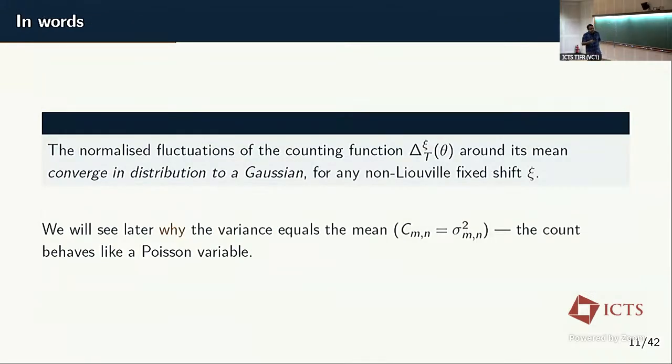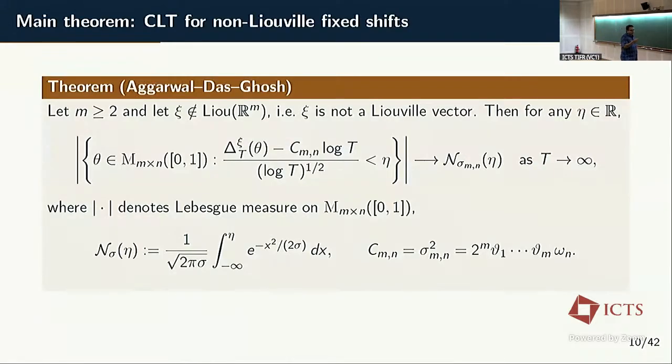And the one-line takeaway is the normalized fluctuations of the counting function around its mean converge in distribution to a Gaussian, provided the shift is a fixed non-Liouville shift. So I should add that if you allow the shift to vary as well, then this is a theorem which is difficult to prove, but easier than this. The complication, as it were, is in fixing an explicit shift.